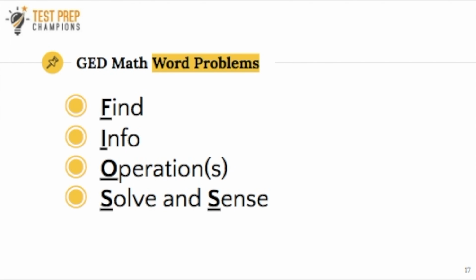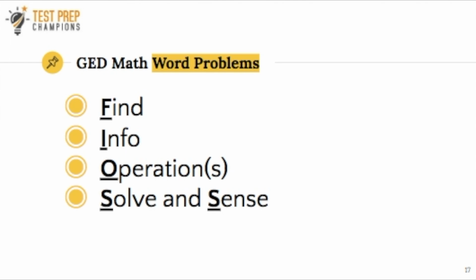The last step is to solve the question, and ask, does your answer make sense? That's really important, so always make sure your answer makes sense. The simple way to do that is to look back at the first step. What did you have to find? Ask, does my answer make sense? Did I find what I was originally trying to find? This is just a basic framework to help you with word problems on the GED test.